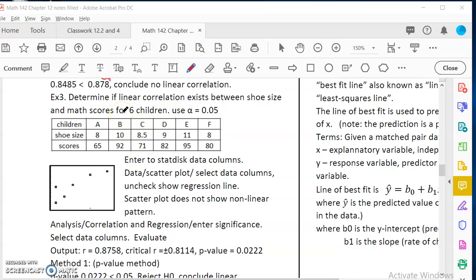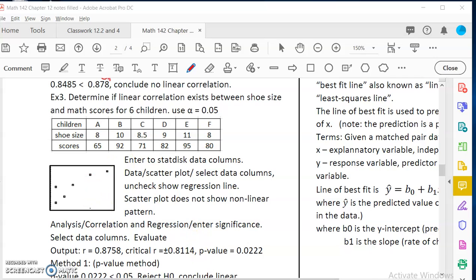We are suspecting that maybe there is a correlation between shoe size and math scores, which is rather unlikely, but the data seems to point in this direction, because when you have low shoe size, it seems to have low math scores. When we have high shoe size, it seems to have high math scores. So we're going to do an analysis.